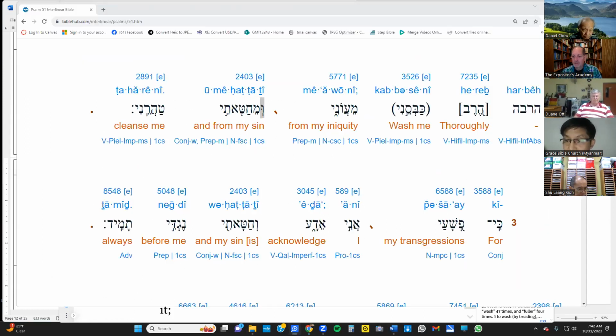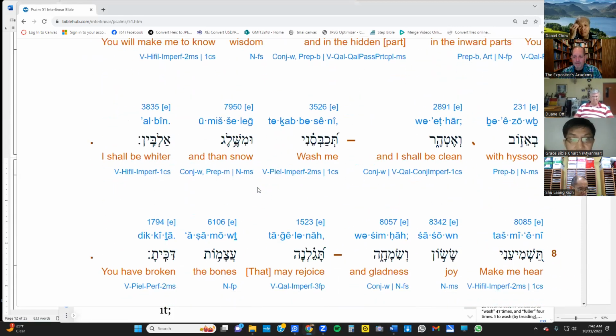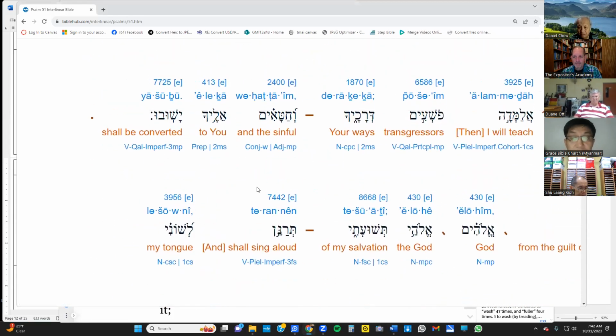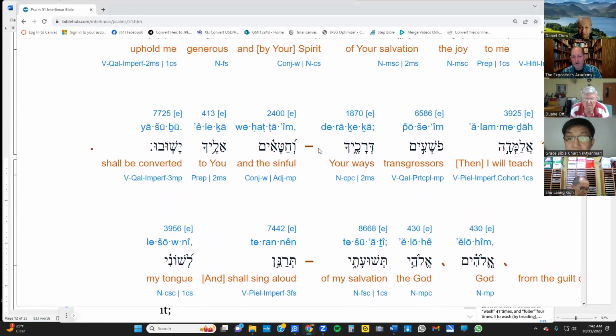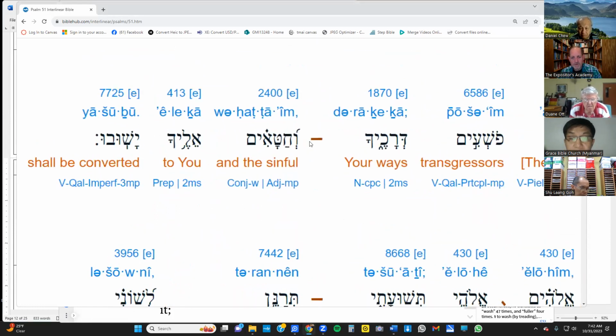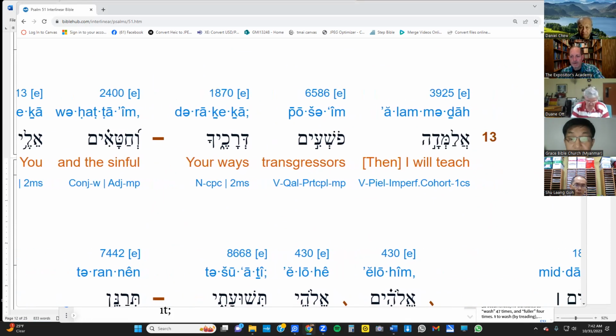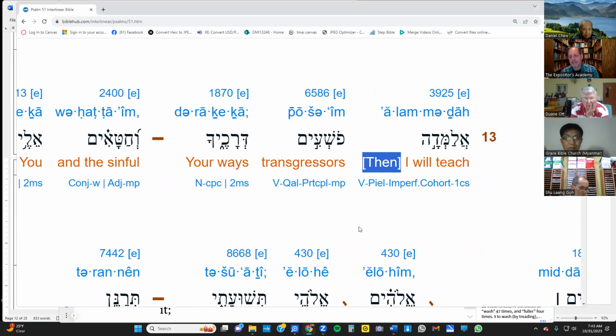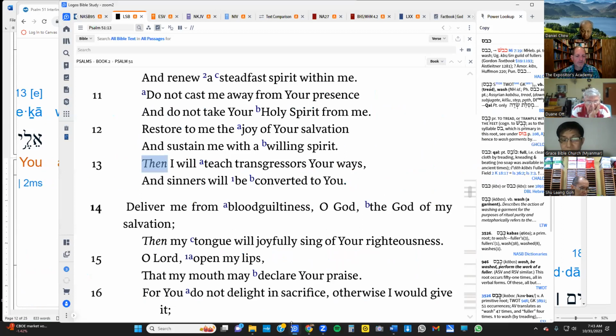And if we go to the interlinear, down to verse 13. Notice there's no wow there. There's no vav at the beginning here, right? It's just the word I will teach. There's no then written here explicitly. Now notice the interlinear guy, he put in then in brackets. So he's saying, look, the idea is here, but the word isn't. And that's the same thing we just saw in the translation.